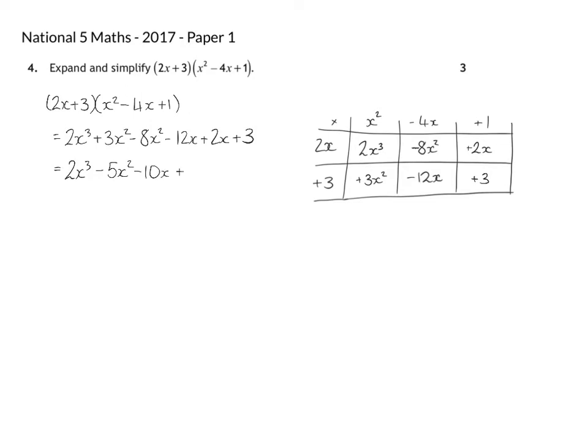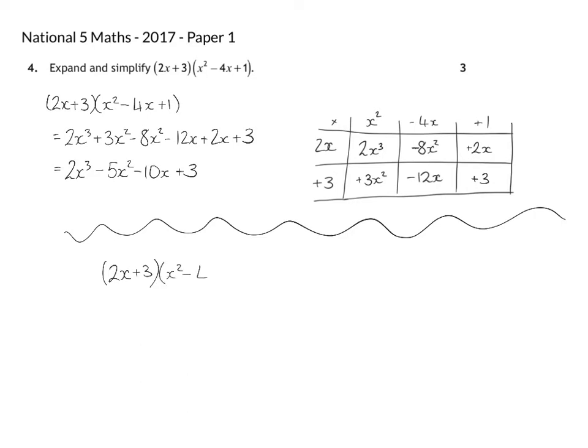And then I've got my plus 3 on the end. So more conventionally, most of you, I would expect, who are watching this, will have seen this method instead. So 2x plus 3, x squared minus 4x plus 1. So you've done rainbows or loops.